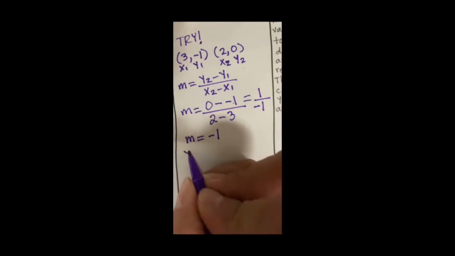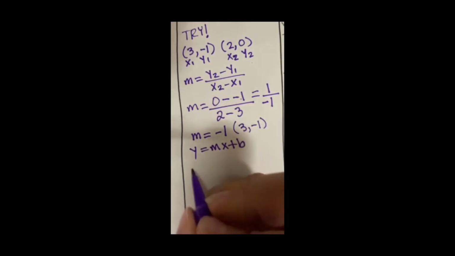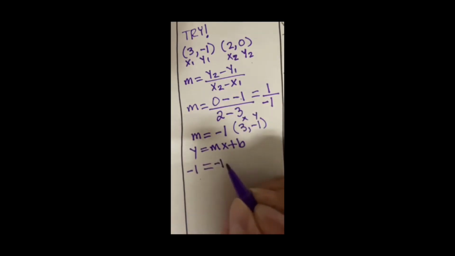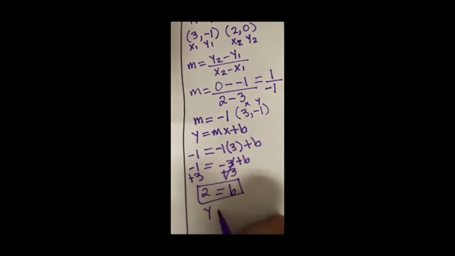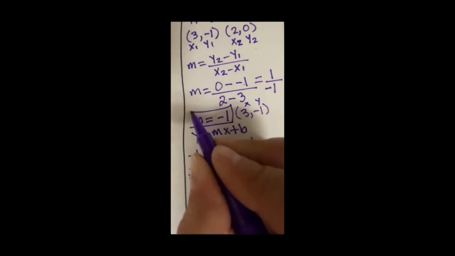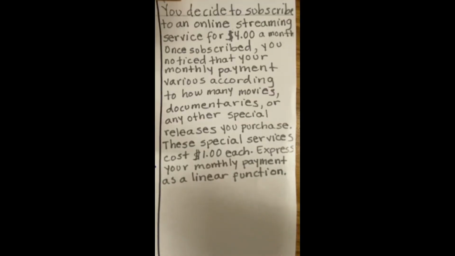Let's find the y-intercept. So we're going to use y equals mx plus b. I'm going to pick the point. So let's do it. x and y. So y is -1. m is -1. Then we have times x, which is 3, and then plus b. Multiply these two, you get -3 plus b equals -1. Add the 3 to both sides. Cross it out. b equals +2. So now we can write the equation. y equals -1, your slope. We can just write it as -x. And then plus your b. And that's it.